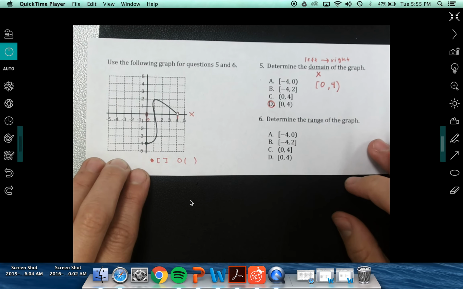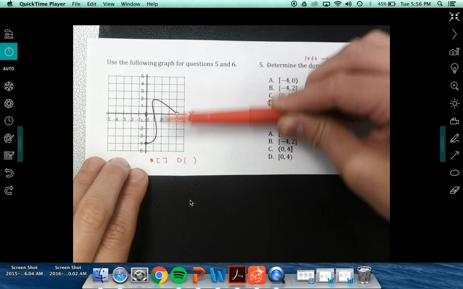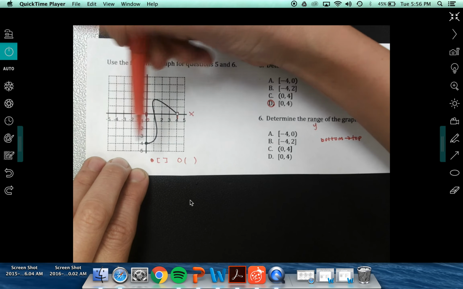Okay, similar idea for number 6, determine the range. We know the range is y. We read that from the bottom to the top. Bottom to the top. So looking back at my graph, I'm going to start from the bottom and work all the way up. Okay, so from the bottom, my graph starts down here at y is -4. Okay, so down here at -4.